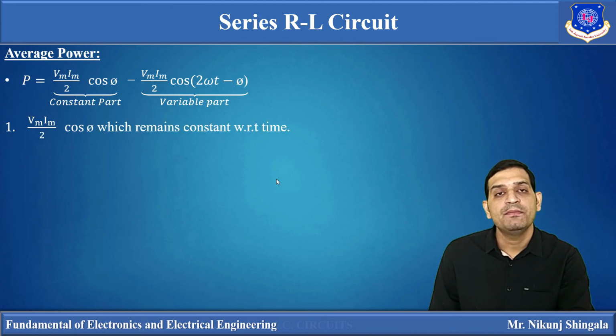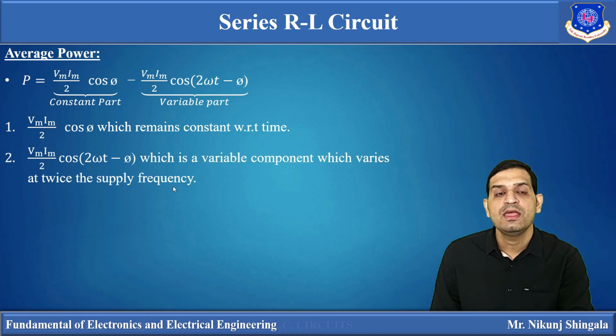Now Vm Im divided by 2 cos phi is a term which remains constant with respect to time, as I told you, that does not consist of any omega t terms, and the second term is a variable term. Now in the second term we have a 2 omega t term present. That means the frequency of this is double the supply frequency. So Vm Im divided by 2 cos(2 omega t minus phi) is a variable component, as I told you, and it varies at twice the supply frequency.